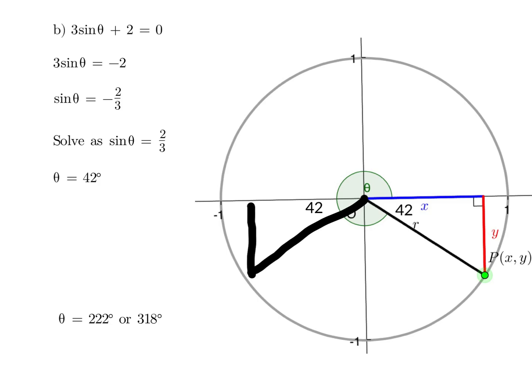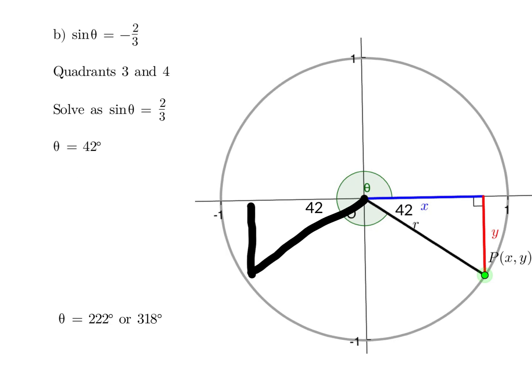With the second one, once again, make sine theta the subject. So minus the 2, then divide by the 3. You get sine theta equals minus 2/3. Now when we solve this, we're going to solve it as a positive just so we can find the acute angle that we need to put in our triangles. So sine theta equals 2/3. So you do the sine minus 1 of 2/3, that's 42 degrees. Put the 42 in our two triangles. Remember, sine was negative, so that's in the T quadrant and the C quadrant. Put the 42 into those triangles, and we get 222 degrees or 318 degrees.